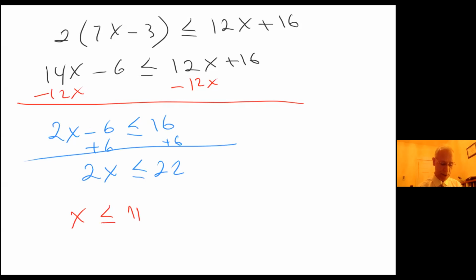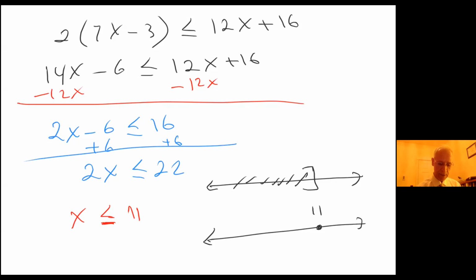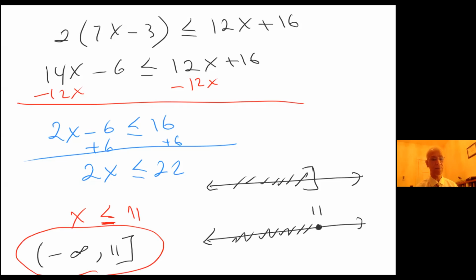Now this time I do have the equal sign in here. So I can show this by, let's say if 11 is in here, all these values, or I could simply say from negative infinity all the way to 11, and 11 is included. Please remember that when you are using this format, it always starts from the smaller value.